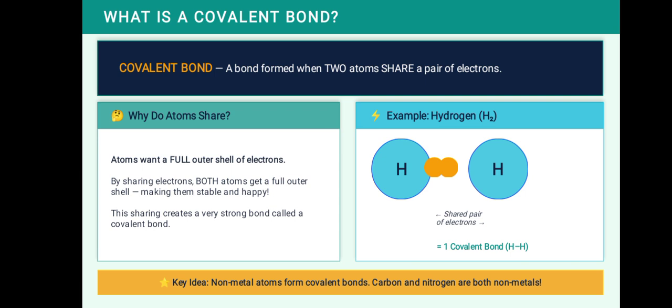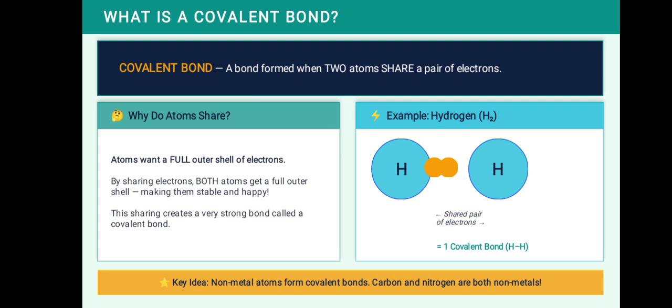When two atoms come close together, they can share their electrons. This way, both of these atoms can count those shared electrons as their own. Both atoms now feel like they have a full outer shell. And that sharing creates a very strong attachment between them. That is known as a covalent bond.